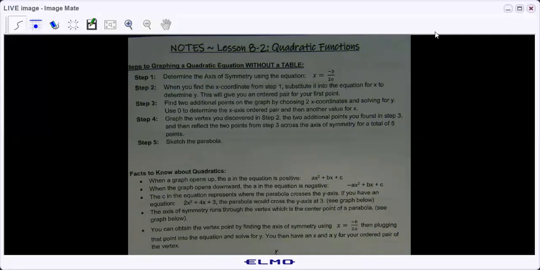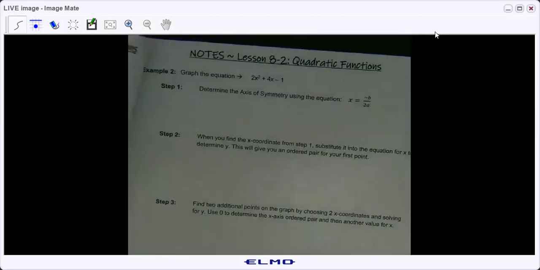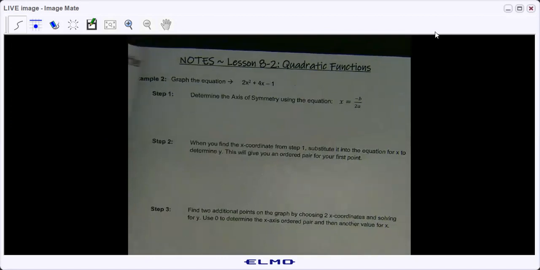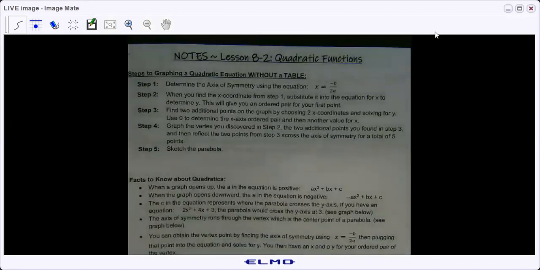Okay, so 8-2 is quadratic functions. Like I said, this is very similar to 8-1 with just a slight variation. And so what we're going to be doing in this lesson is graphing a parabola and just practicing that method.